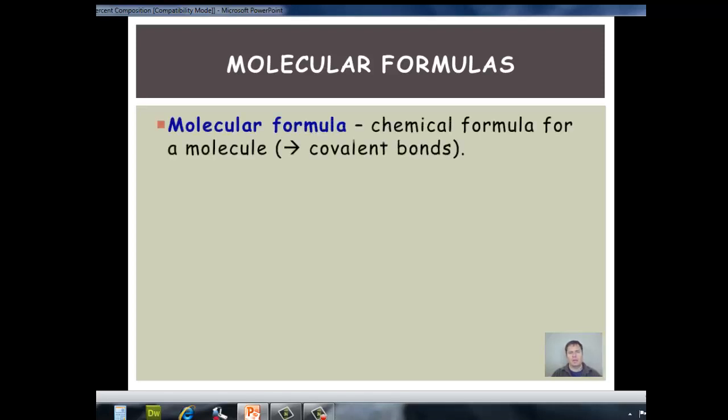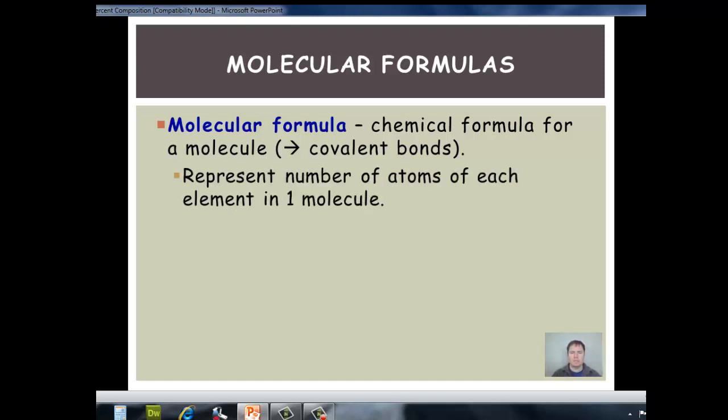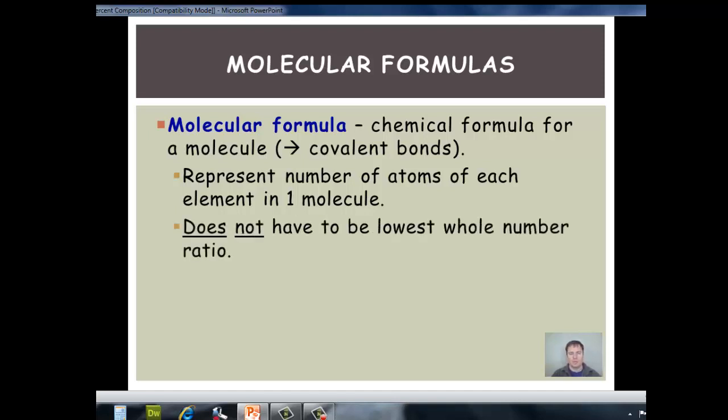Molecular formula, on the other hand, is a chemical formula for a molecule. Remember, molecules are things that are held together by covalent bonds. They are not always going to be the lowest ratio. Those subscripts represent the number of atoms of each element in one molecule. If we're talking moles, though, for 1 mole of a molecule, the subscripts represent the number of moles. The important thing about molecular formula is that, unlike the empirical, the subscripts do not need to be in the lowest whole number ratio.